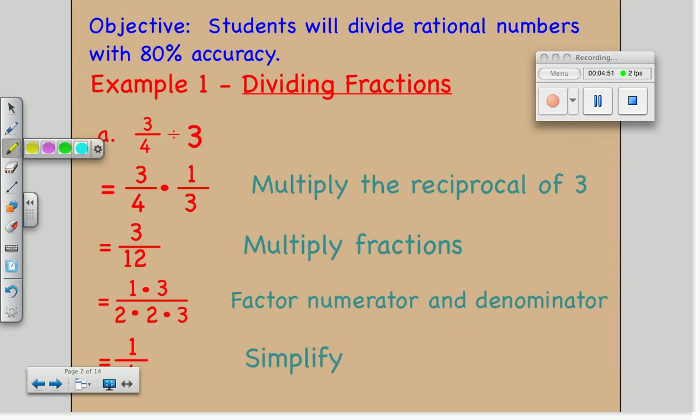So here's one example for us. Go ahead and write example 1. A, 3/4 divided by 3. I'm just going to put this in a little bubble for you, so you know what you should be thinking here. Change 3 to 3 over 1, and now the multiplicative inverse of 3 over 1 is 1 over 3. So that's where this 1 over 3 came from here.